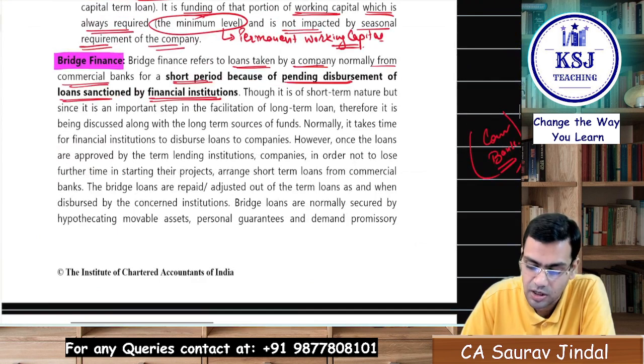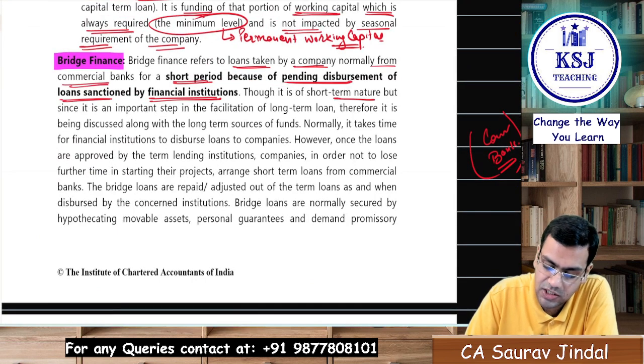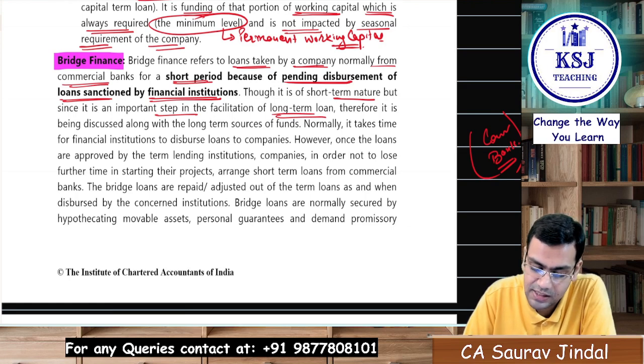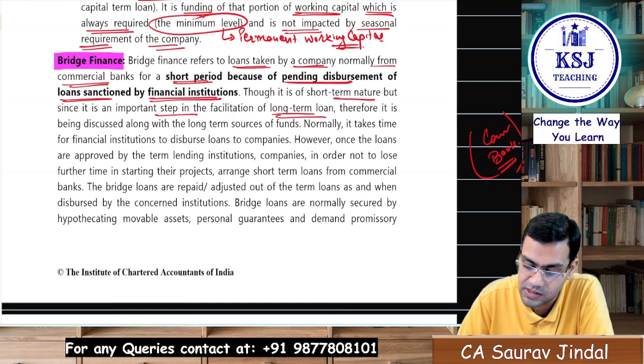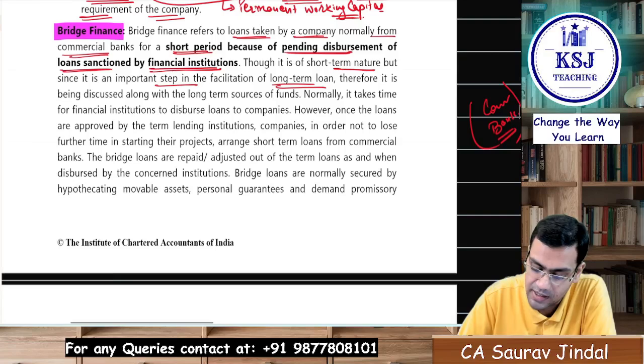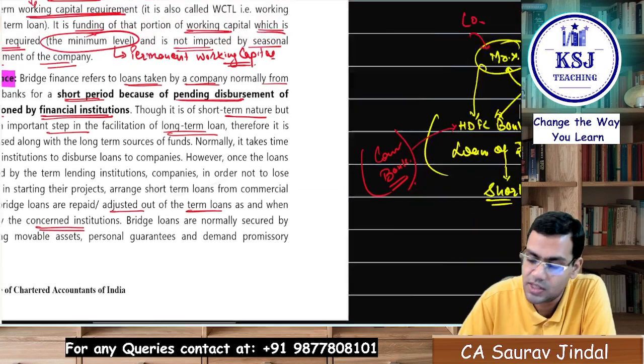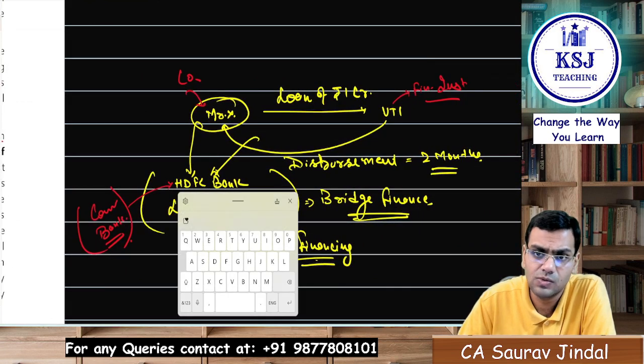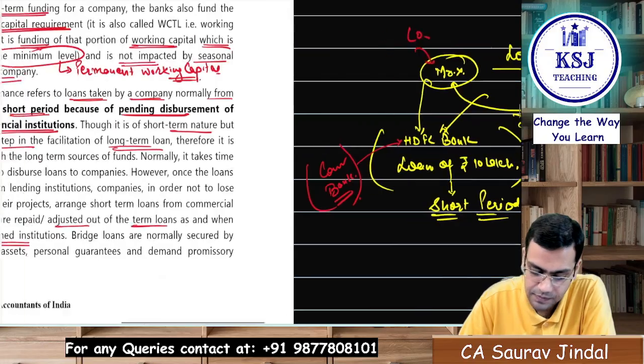So it is for a short period of time. It is short term in nature, but an important step in the facilitation of the long term loan. It is being discussed along with the long term sources. It takes time for the financial institution to disburse the loans. However, once the loans are approved, it is all that is given. The bridge loans are repaid or adjusted out of the term loans as and when disbursed by the concerned institution, that is, when UTI disburses the loan of 1 crore, this 10 lakh loan will be paid back, right?